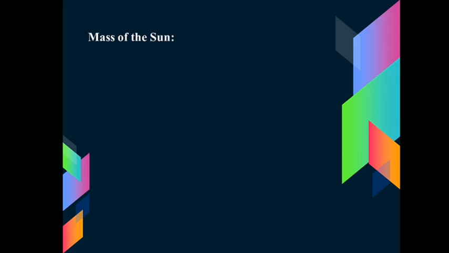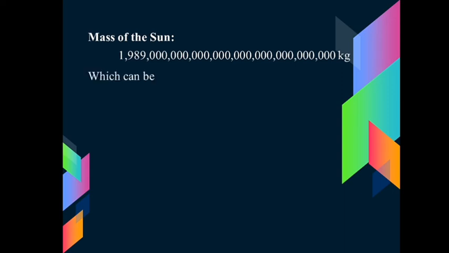Now, the mass of the sun is given here, so how can we read it? It is not possible, so that's why we will write it in a shorter form by using the exponential form. So how can we write this number in exponential form? It can be written as 1.989 into 10 raised to the power 30 kg.